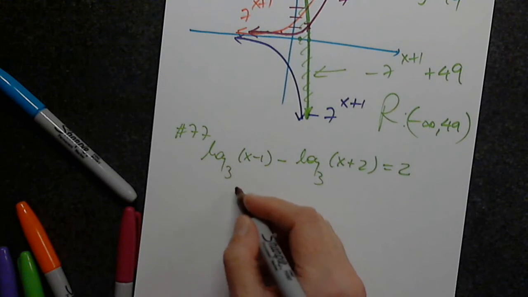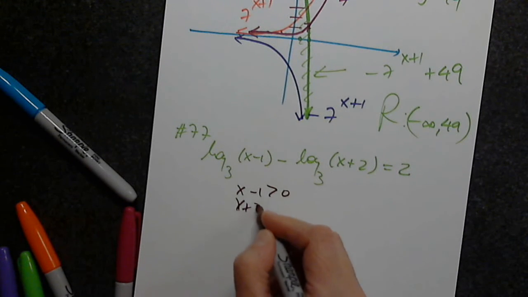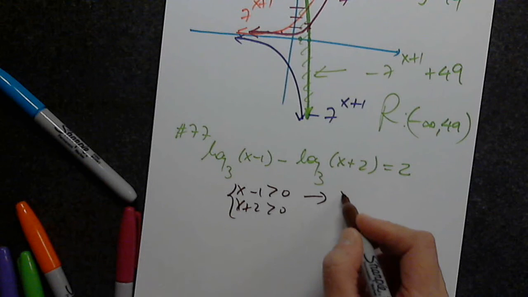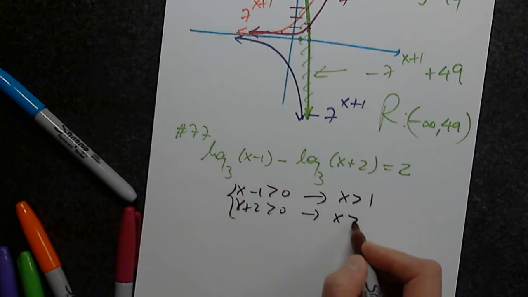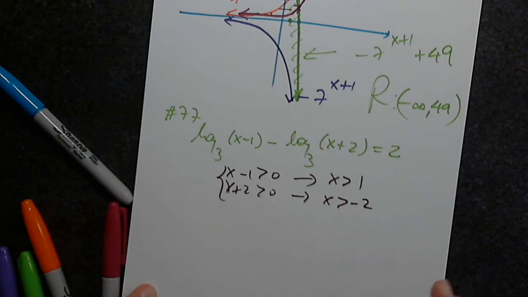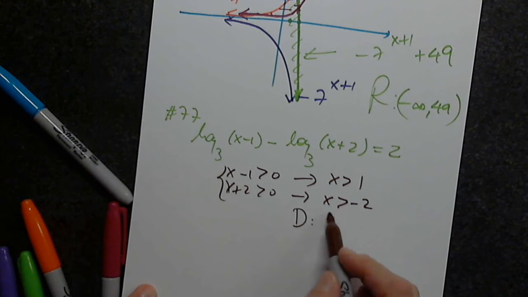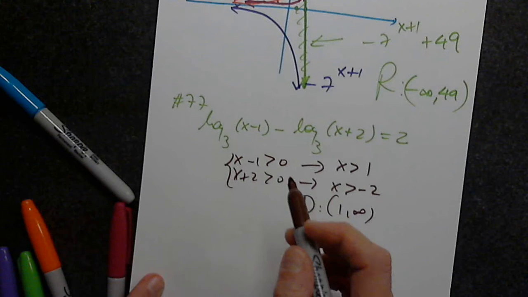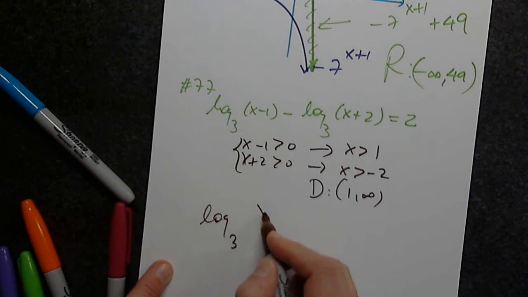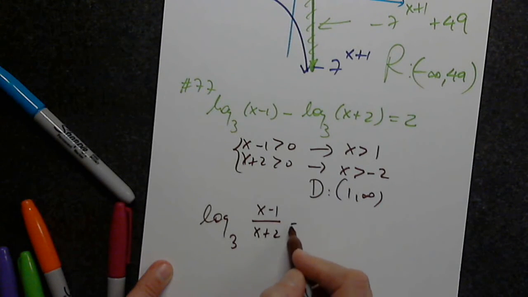I prefer to write the domain, so x minus 1 positive, x plus 2 positive. From here, x greater than 1, and from here, x greater than negative 2. So what is the common domain? Greater than 1, indeed. Now I can condense: log base 3 of (x minus 1 over x plus 2) equals 2.